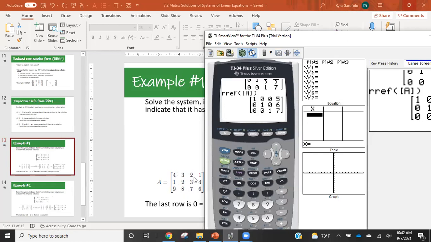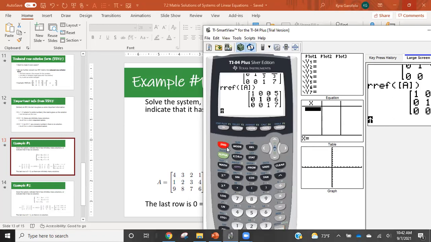Okay, so we are going to end up with this matrix. Make sure that you can end up with this matrix for A, because remember it's 4x plus 3y plus 2z equals 1, x plus 2y plus 3z equals 4, 9x plus 8y plus 7z equals 6. Make sure that you can get that from that original set of equations.